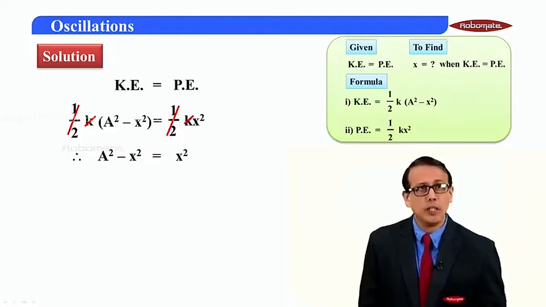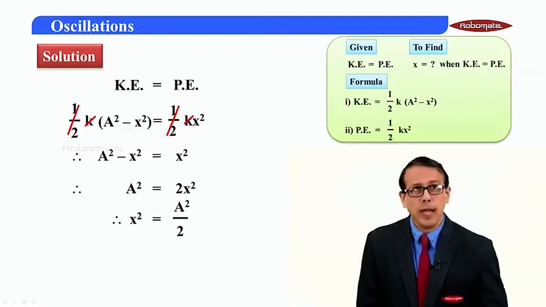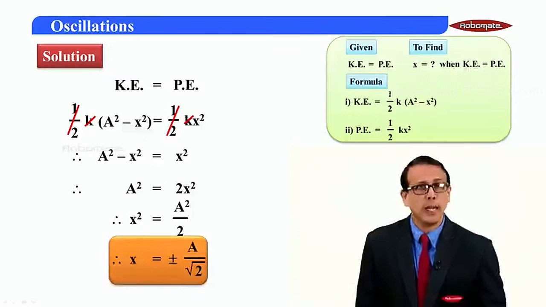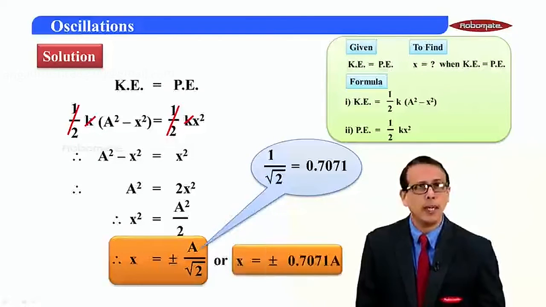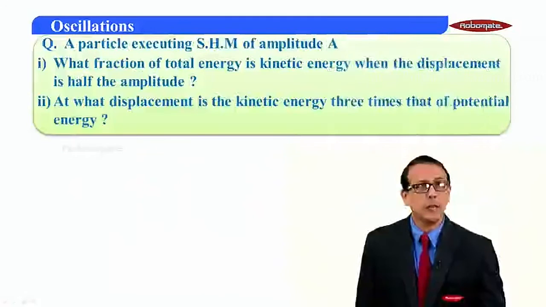Taking x square on the other side, it becomes a square is equal to 2x square, and hence students x square becomes a square upon 2, and taking root on both sides we get x is equal to plus or minus a upon root 2. 1 upon root 2 is 0.7071, and hence students answer can also be written as x is equal to plus and minus 0.7071 a.